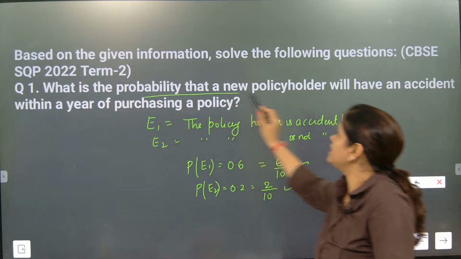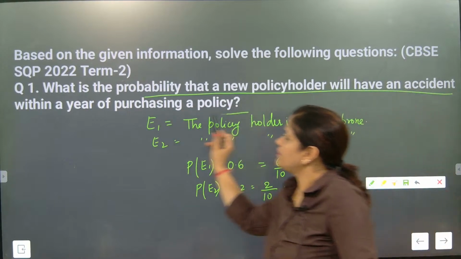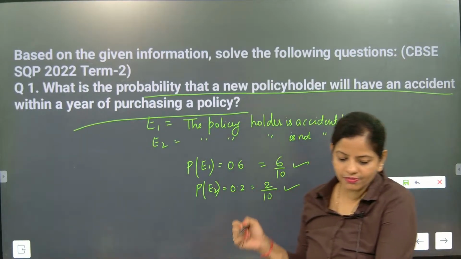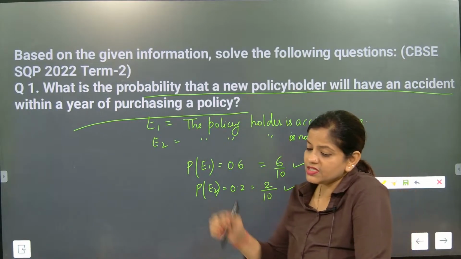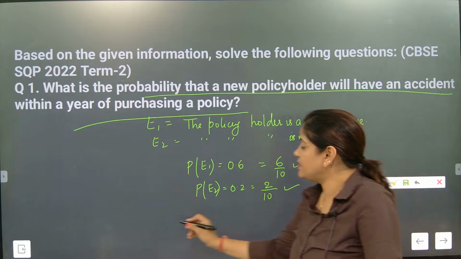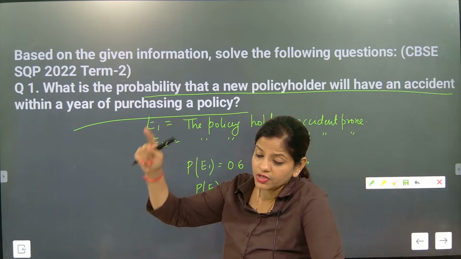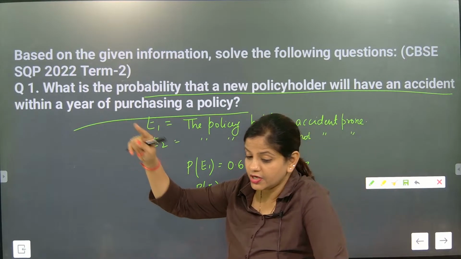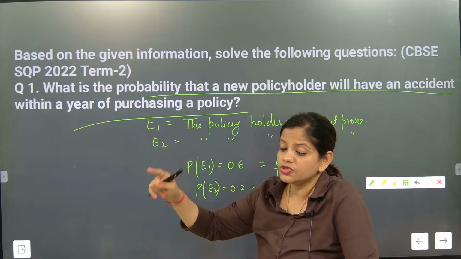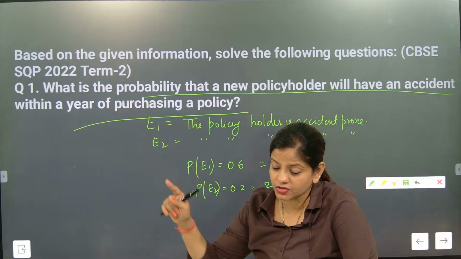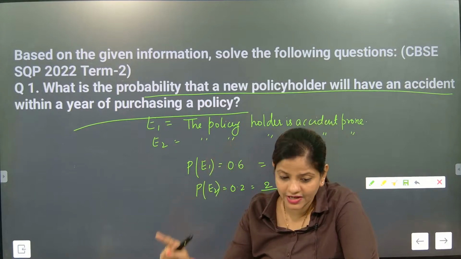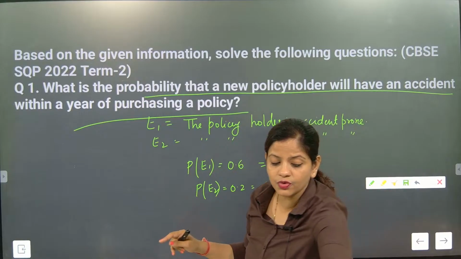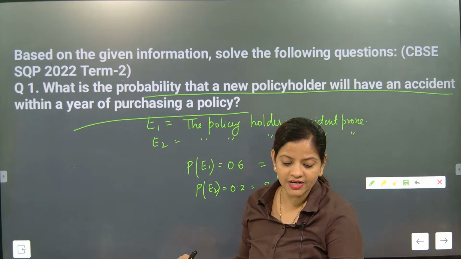What is the probability that the new policy holder within 1 year will meet with an accident? That means meeting accident. Here they are asking the total part. It is the 100% case of total probability. So here you have to go with total probability.